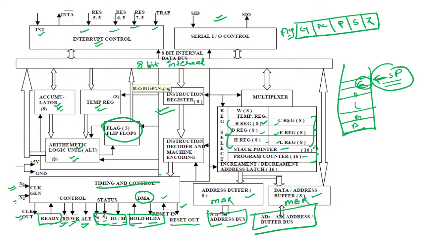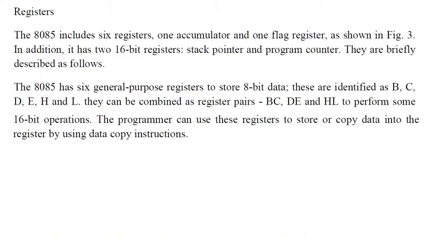Let us say you want to perform operations on 16 bits. Then you will combine two registers and call it register pair BC. Okay, like this you can combine DE, you can combine HL. So if you want to load 16-bit data, then you can combine two registers, right? So the 8085 microprocessor includes 6 registers, 1 accumulator and 1 flag register.